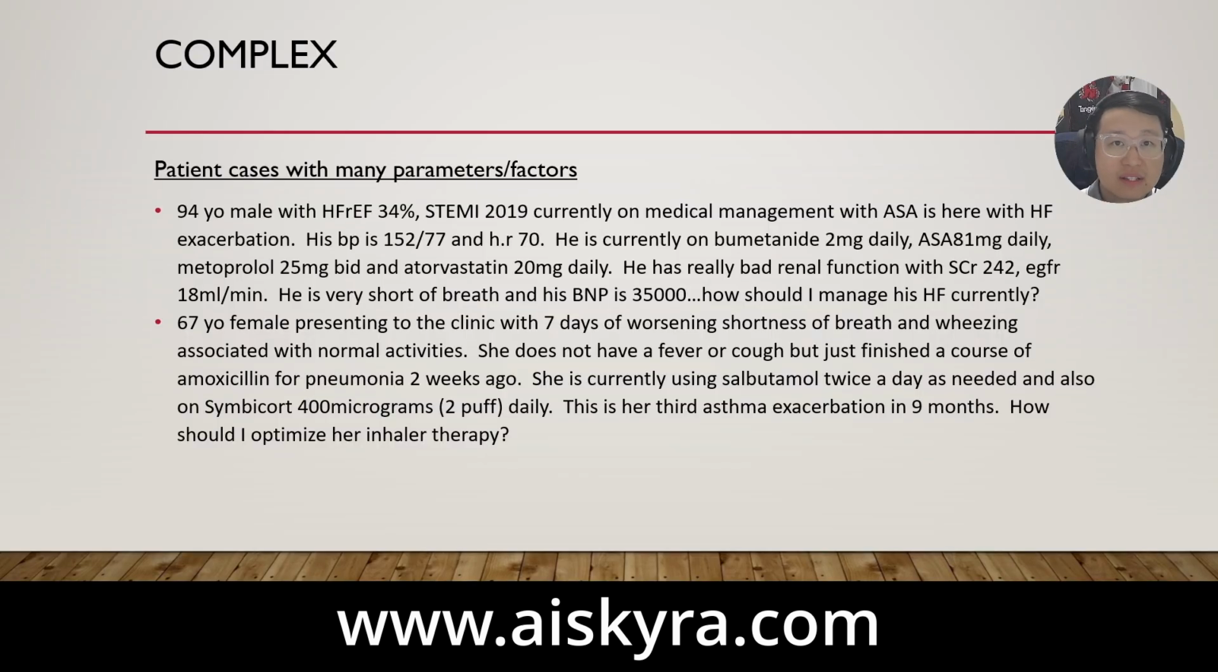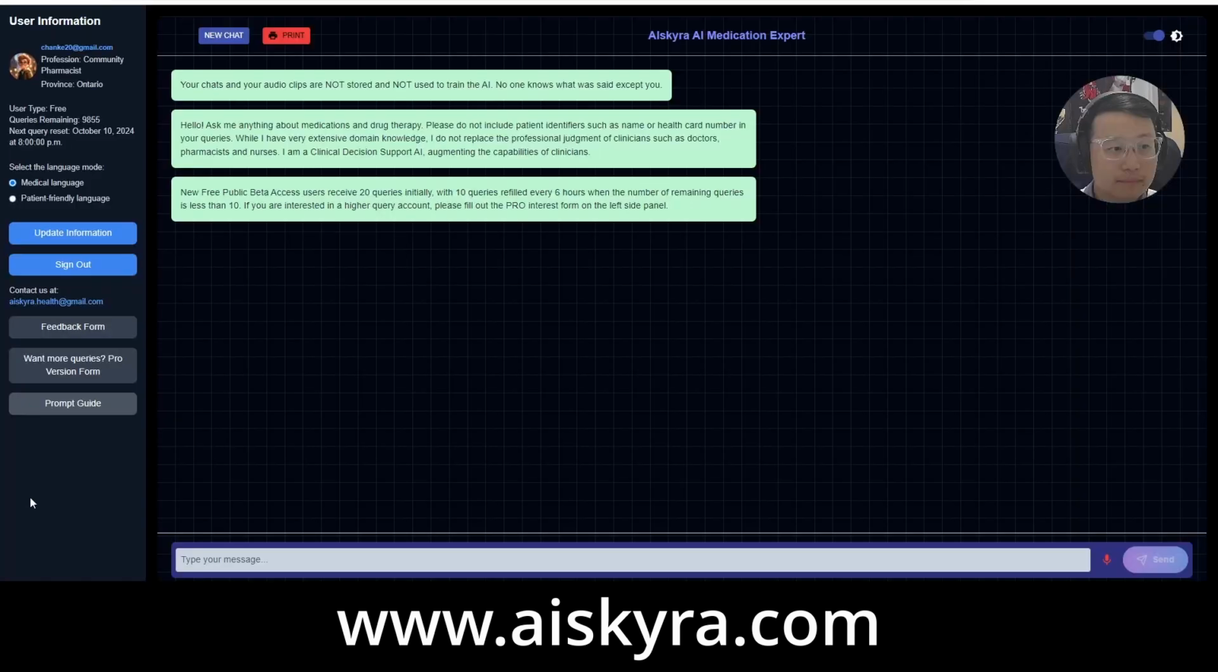Okay, so the second type of complex question is actually patient cases, right? With many different parameters and factors. And I'll show you an example here. So here, without reading the whole thing, what I'm going to say is that these types of patient cases typically have factors such as the age, past medical history, current or past medications, current metrics or measurables such as blood pressure or heart rate. It might also include signs and symptoms or chief complaint that the patient is going through, followed by the question: how do you manage this condition?